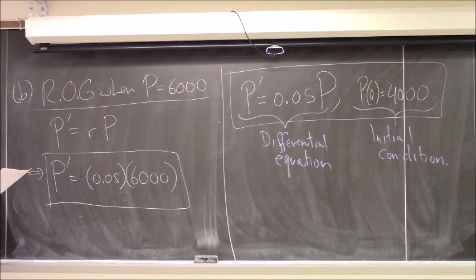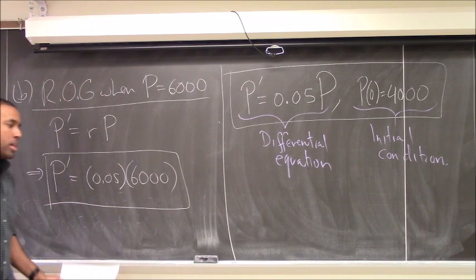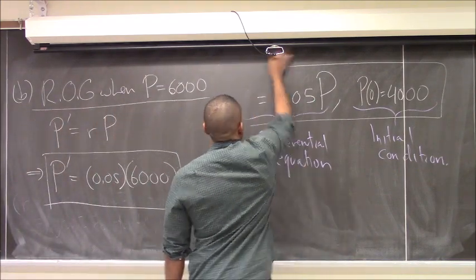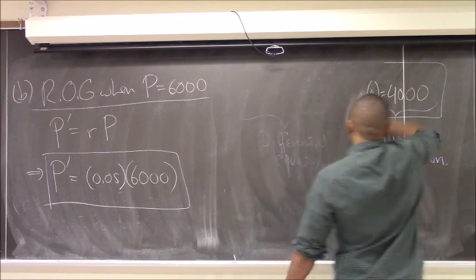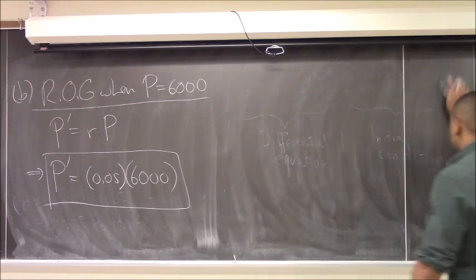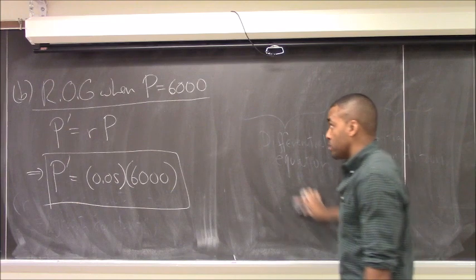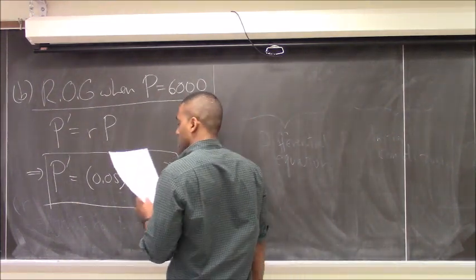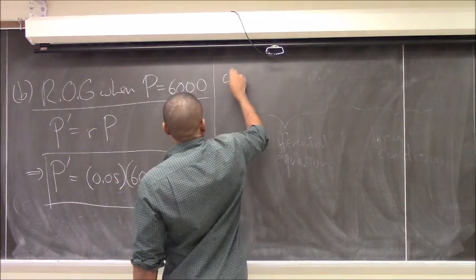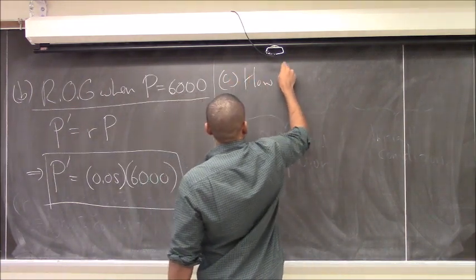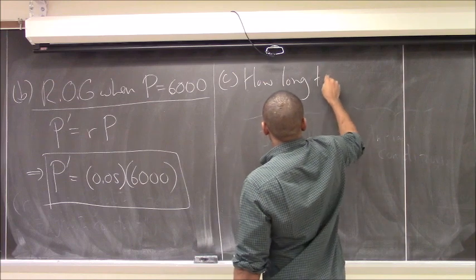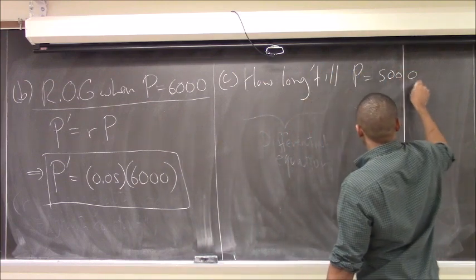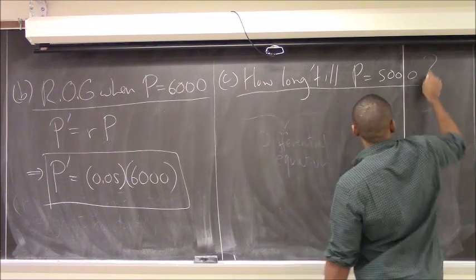How long will it take for your principal to reach 5,000? So you deposit 4,000. How long before you have $1,000 added to your money? Another problem I could have asked you here is, how long will it take to double your money in this bank? That's another possible question. So C, how long until P equals 5,000? You start with 4,000, how long before you get to 5,000? How do you compute that?